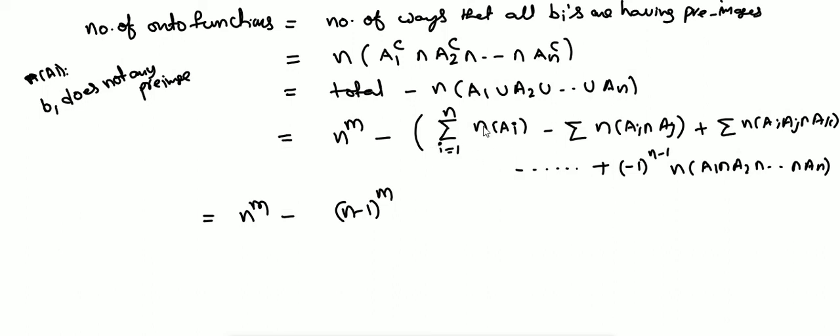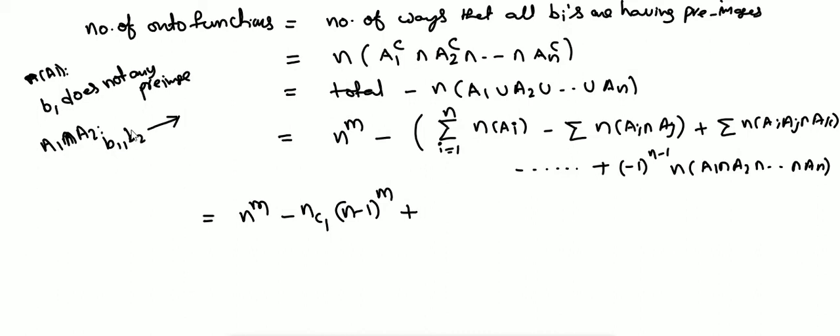Coming to the next term, with a plus sign: n of A1 intersection A2. For instance, in A1 intersection A2, B1 and B2 do not have any pre-images. Both do not have any pre-image. In that case, the number of functions from a set containing m elements to n minus 2 elements, since we are not considering these two elements from the set B, is (n minus 2) power m.